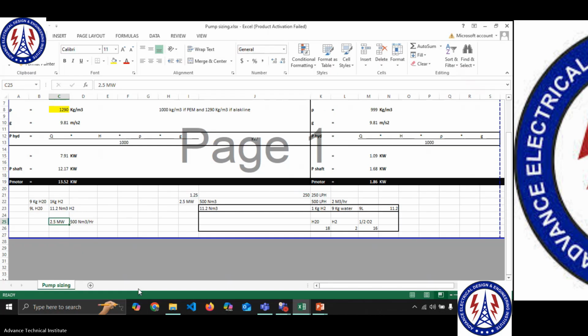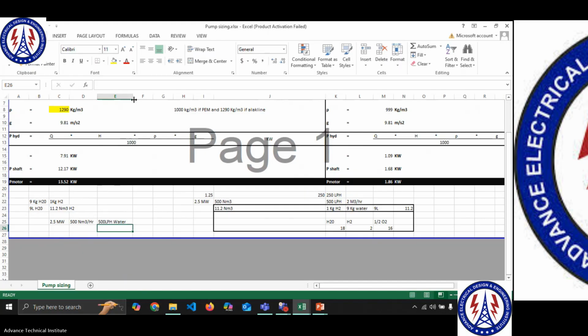So you have a 2.5 megawatt electrolyzer that generates 500 nm cube per hour of hydrogen, and it consumes 500 liters per hour of water. Am I right or am I wrong? Approximately, yes. This water is consumed, but I should keep everything stable, so I should be adding this much water back to the system. Every hour, 500 liters is consumed. That is gone. Now you need to add more water, 500 liters per hour.